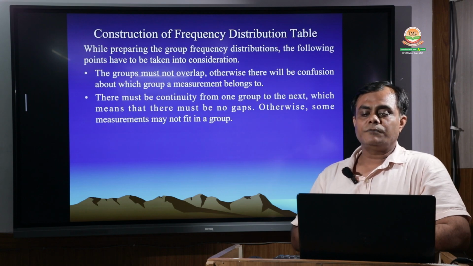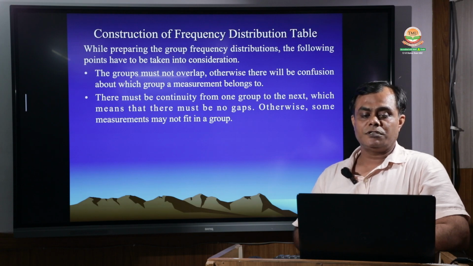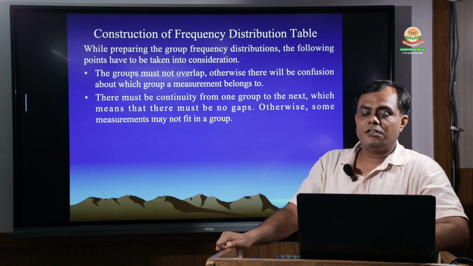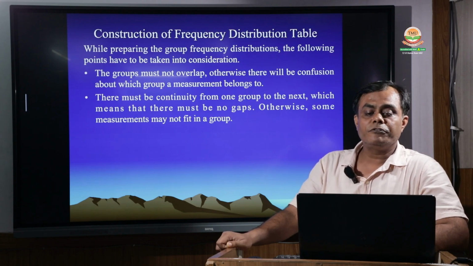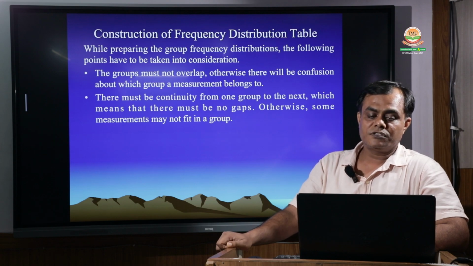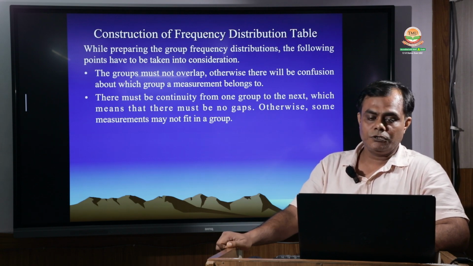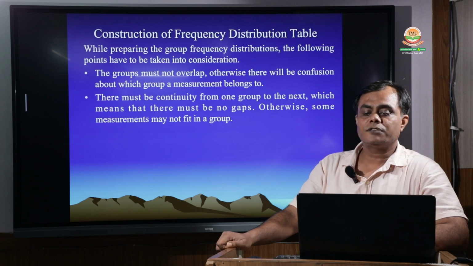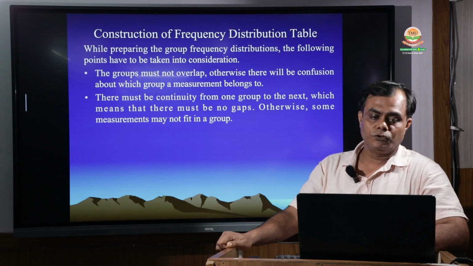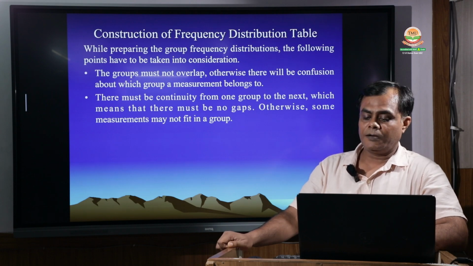Next is the construction of the frequency distribution table. While preparing the group frequency distribution, the following points have to be taken into consideration. The groups must not overlap, otherwise there will be confusion about which group a measurement belongs to. Second, there must be continuity from one group to the next, which means there must be no gaps, otherwise some measurements may not fit in any group. So these are the things we have to go through.